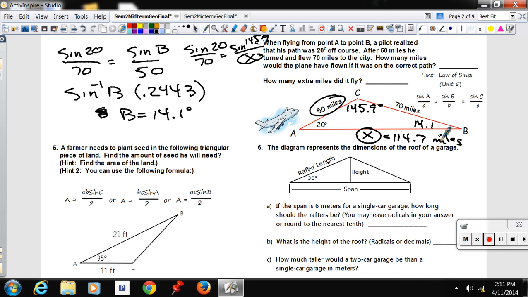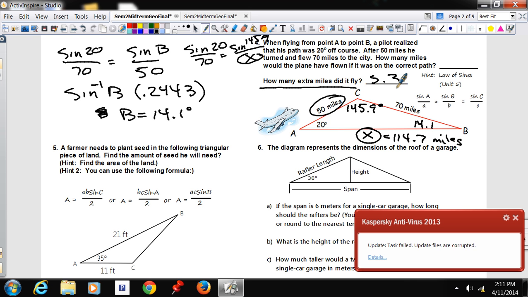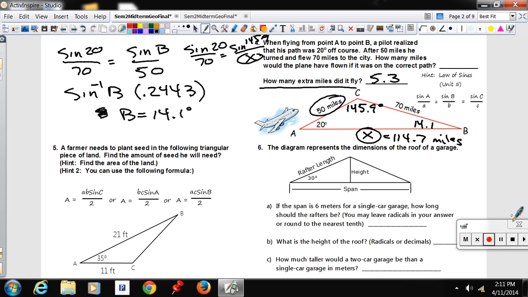The second question says how many extra miles did they fly, because they actually flew 120. So they flew 5.3 miles extra. So 114.7 was your first answer and 5.3 was your second answer.